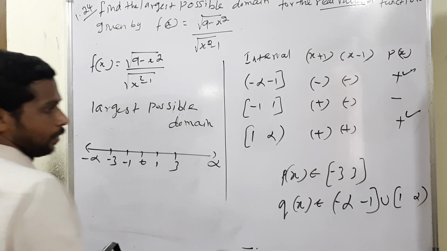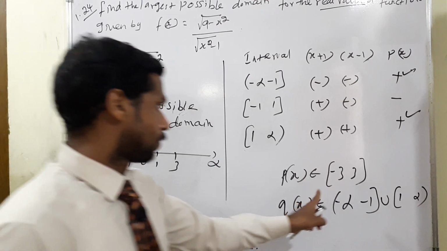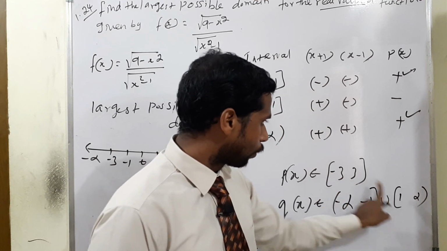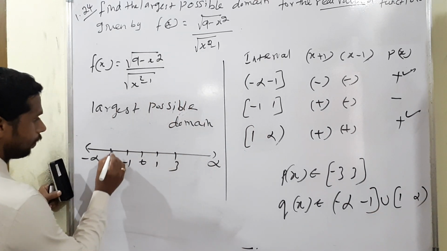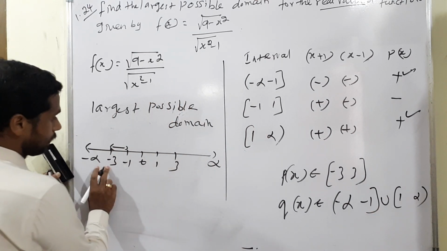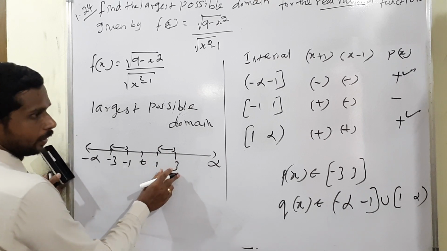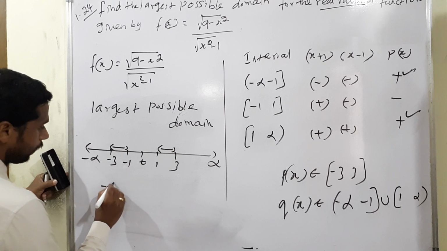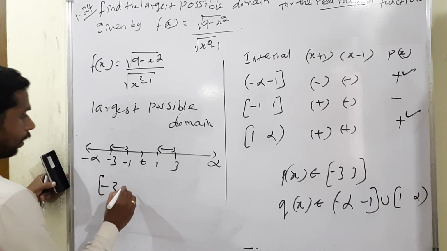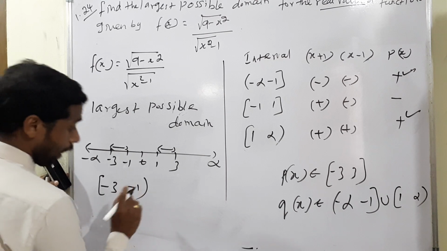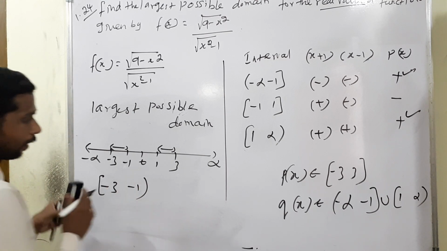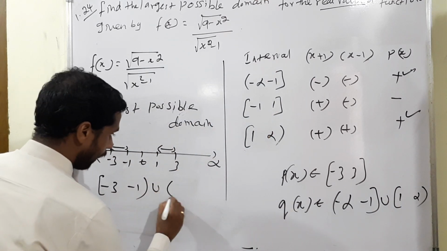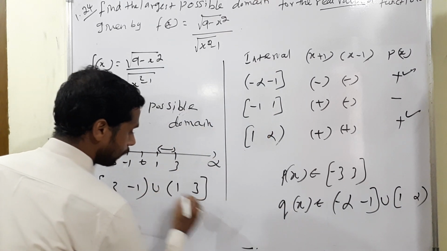Looking at the first one, minus 3 to minus 1, isn't it? Then positive 1 to 3 is there. So the intervals are minus 3 to minus 1, and another one, 1 to 3. Therefore the domain we can write clearly: minus 3 closed interval, minus 1 open interval, then union of 1 open, 3 closed interval. I will explain why I have written the open interval.